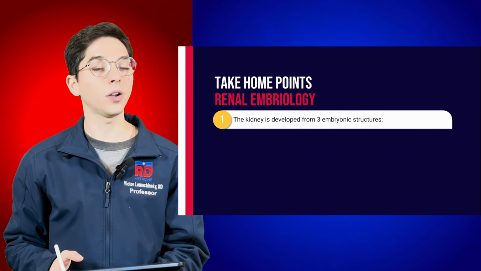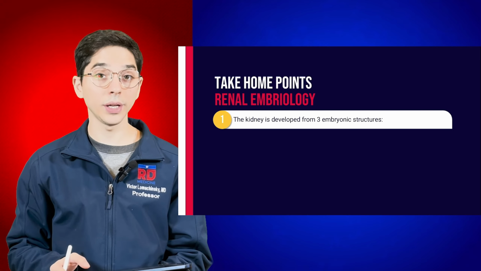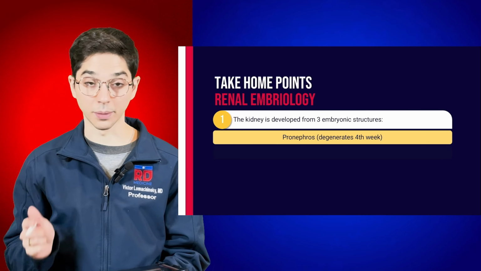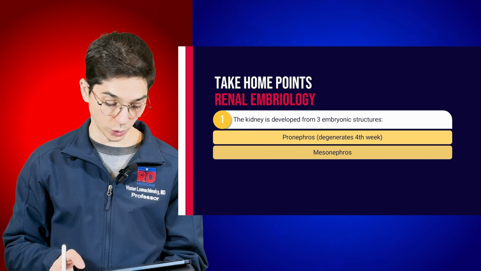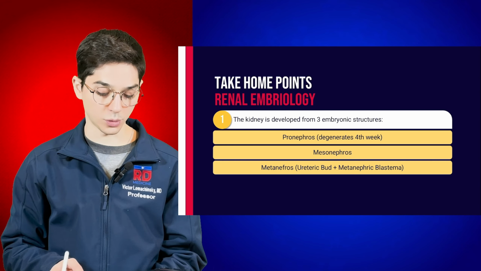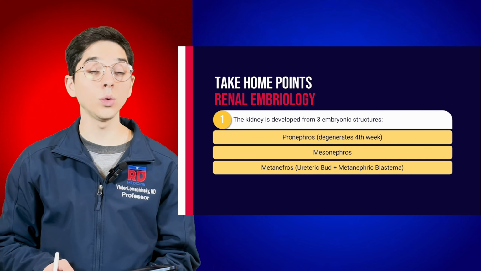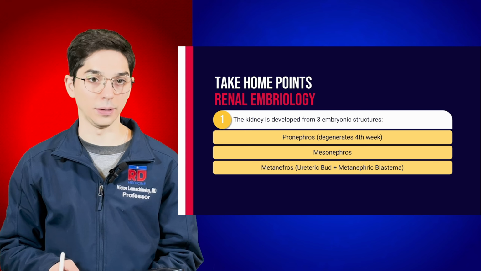So, as take-home points, the renal system develops from three embryonic structures. That's the pronephros that degenerates in the 4th week, the mesonephros, and the metanephros, which is composed of ureteric bud and blastema. That one ultimately forms the adult kidney.